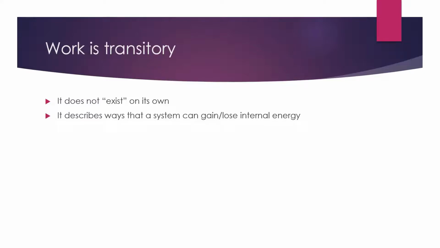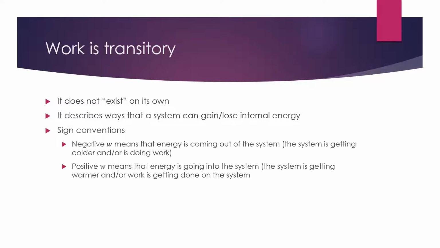I mentioned this on the last slide, but work has these sign conventions that go along with it. If we have a negative work, it means that energy is coming out of the system. So the system is doing work or could be getting colder to do this. And think about this very much along the same lines as delta H from Gen Chem. So if we had an endothermic reaction, energy needed to go into the system. Here we have, again, similar sign conventions. So having a negative work means that energy is leaving the system. Having a positive work means that energy is going into the system. Energy is being added to the system. The system could be getting warmer, or the work is being done on the system.